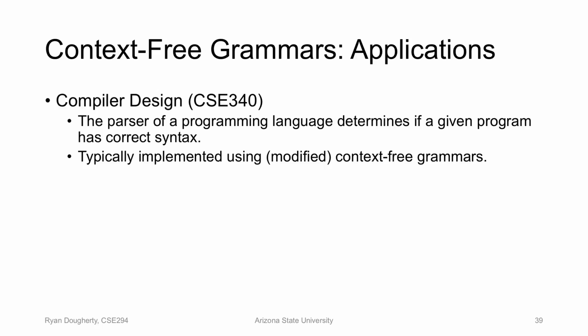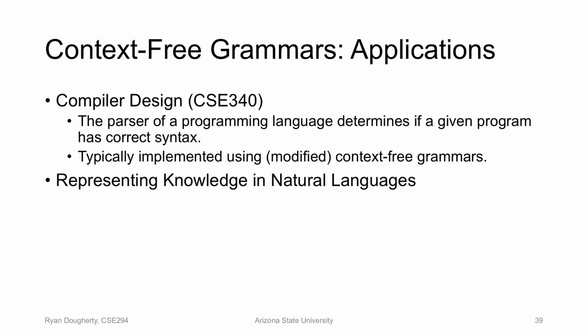And they use what are called modified context-free grammars, so there's a little bit of a difference there, but it's very subtle. Essentially it's a context-free grammar on the back end. You can also use this for representing knowledge in natural languages. In the same way, you can represent how a syntactically correct English sentence is structured. So it's like subject, verb, something, maybe another clause or something like that. So you can represent that as a context-free grammar.